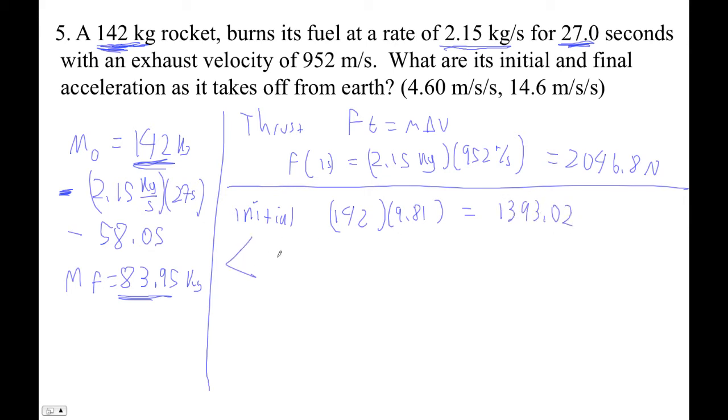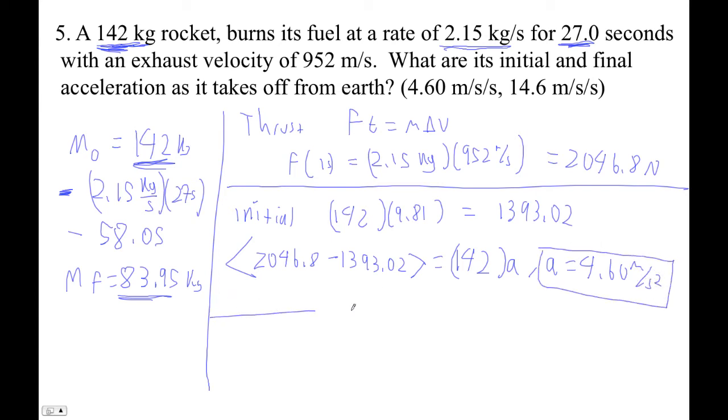Right, so the initial acceleration is 22046.8 minus 1393.02 equals, what's our mass? 142 times A. Okay, now we're ready to go. Okay, so that's 653.78 divided by 142. 4.60 meters per second squared.